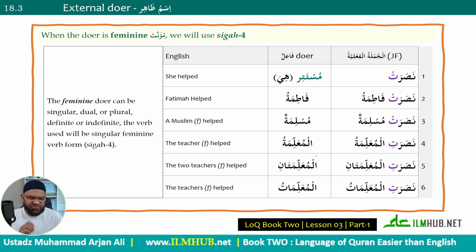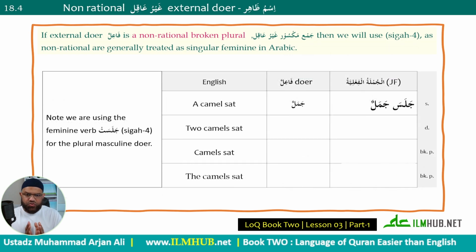And I mentioned there, I'll repeat again for you, most of what you've learned, you're going to repeat again and again and again until it becomes second nature. So this is your singular, dual, and plural, definite, indefinite, feminine. I'm using Sighah number 4, which is the she version, nasarat. It will be the same for every other verb. If I wanted to put an external feminine doer, I will use nasarat, dhahabat, sami'at, alimat, what else? Karumat, etc. So whichever verb I'm using, this is the rule for the feminine doer. In the previous slides, we dealt with the masculine doer and the feminine doer.